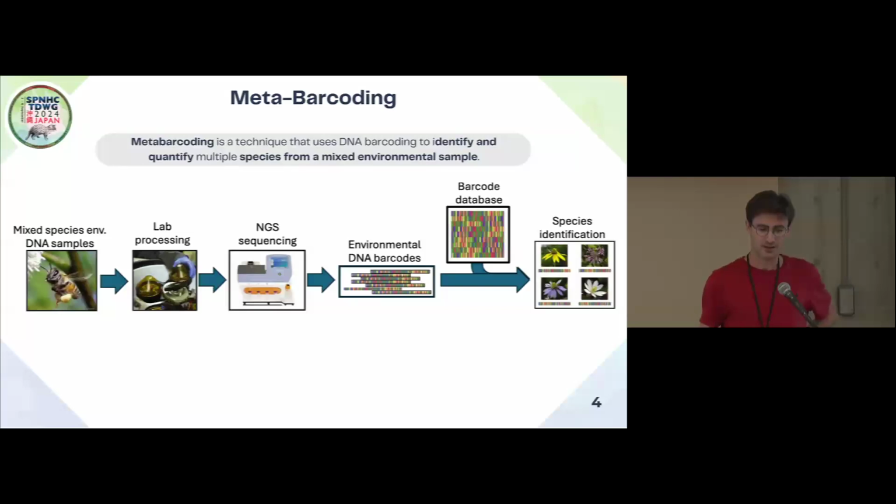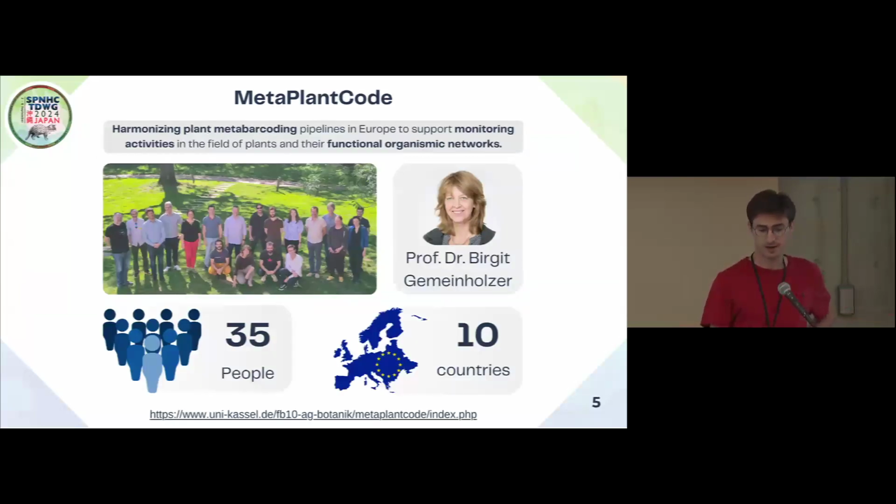After that, you have the idea of metabarcoding, which is the fact of taking a sample in your environment, sequencing your region of interest, and then you screen the result against a barcode reference database that allows you to identify the species. And what we want to do with Meta Plant Code is to harmonize this whole process for plants in Europe. It is led by Professor Birgit Gemeinholzer from Kassel University. It involves 35 people currently in more than 10 countries.